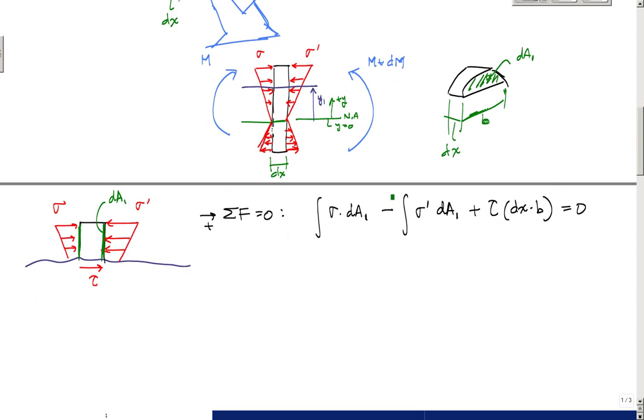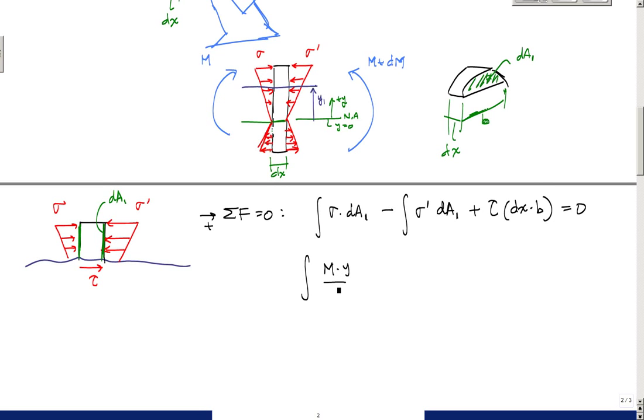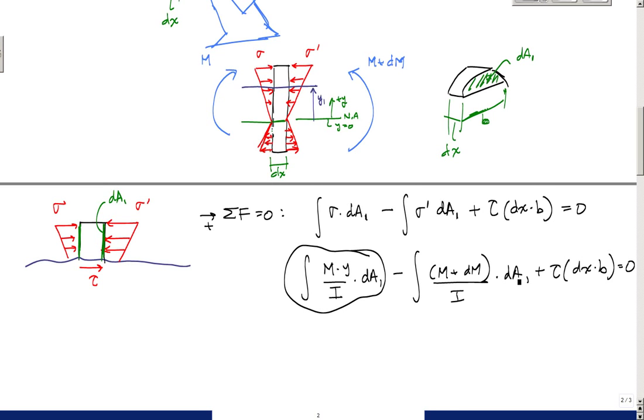What you would do now is substitute for these normal stresses. The normal stress, just from mechanics of materials and what you learned before, on the left side is M times y over I times dA1, minus M plus dM over I times dA1, plus tau dx times b equals 0. If I multiply through by dA1 and I, this term cancels with this value here.